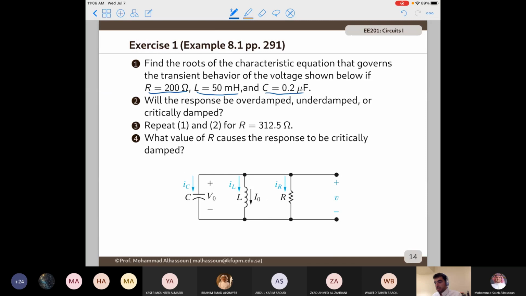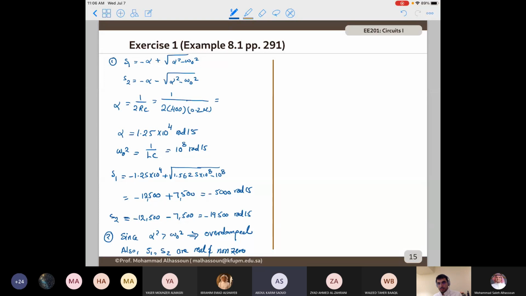Okay. Now, what happens if I change the resistance? Instead of being 200 ohm, it's going to be 312.5. What do you think will happen? Abdul Karim? Alpha would be smaller. Alpha will be larger, actually. It used to be 400. Oh yeah, it will be larger. 200. Yes, it will be larger. No, alpha will be smaller. Yes, you're right.